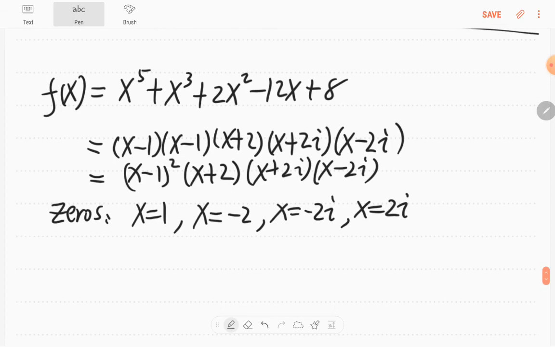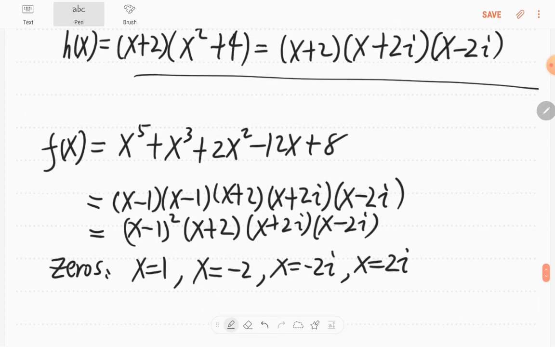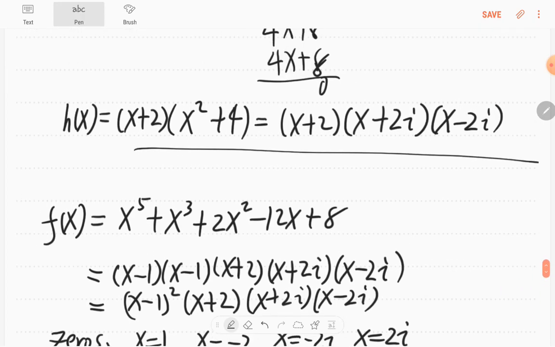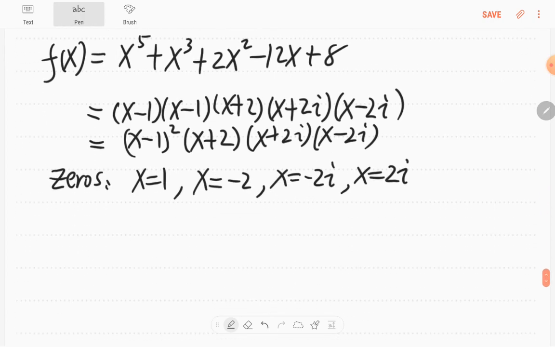So if we just want to sketch the graph, to remember how to sketch the graph of the polynomial, right? We don't need to factorize this part. We just need to factorize the real zeros, right? Find the zeros, then find the end behavior, then draw the graph, right? At x equals 1, because the multiplicity is 2, so we touch the point at x equals 1. And at x equals negative 2, because the multiplicity is 1, so we just cross this point, right?